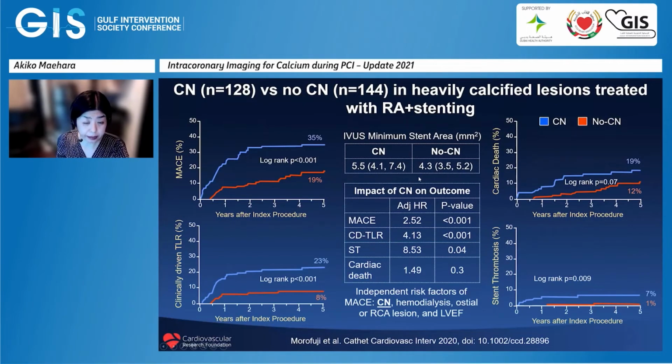This is data from Japan. They included lesions which underwent atherectomy and compared those with and without calcified nodule. At the end of the procedure, the stent area is actually larger in those with calcified nodule. However, the outcome is much worse in the lesions with calcified nodule compared to those without.